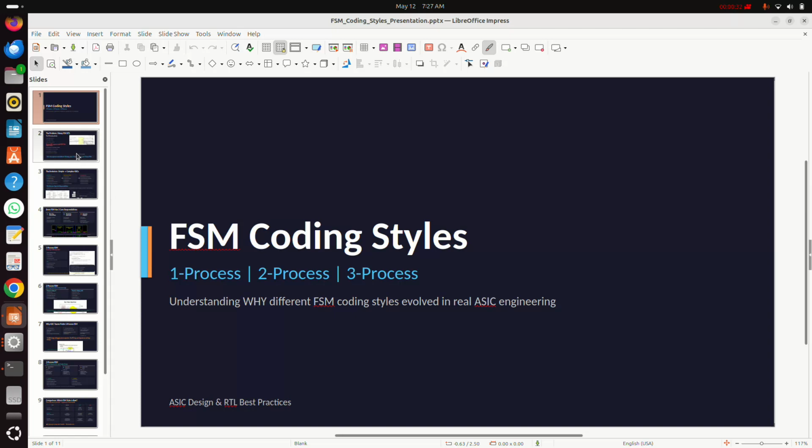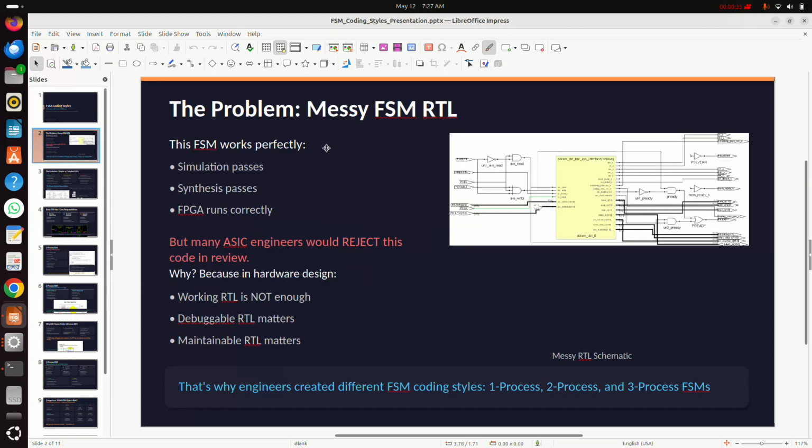Okay, so let us understand what the actual problem is. The problem is messy FSM RTL code. The FSM works perfectly, simulation passes, synthesis passes, and the FPGA runs correctly, but many ASIC engineers would reject this code in review. The question arises, why? In hardware design, code that merely works is not enough. Your RTL must be debuggable and maintainable. This is the main reason why these different FSM coding styles are needed.